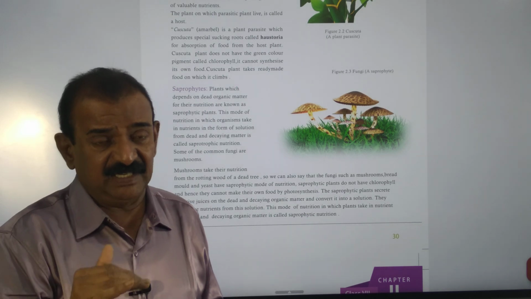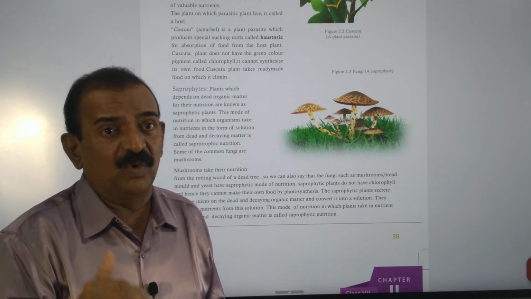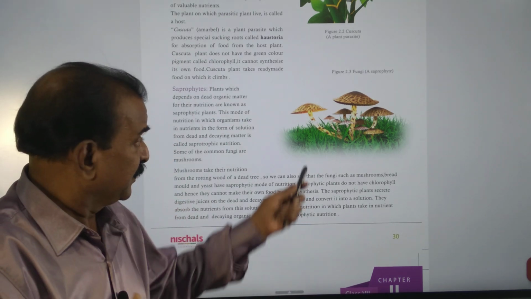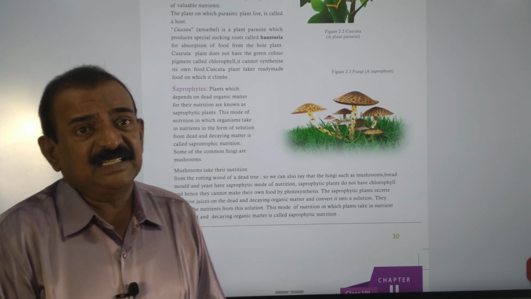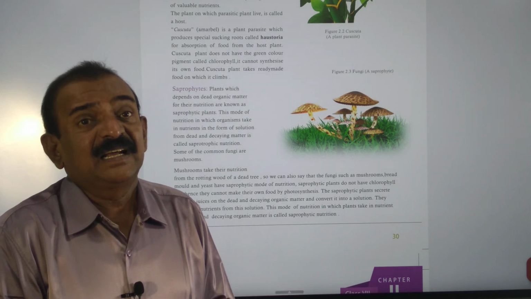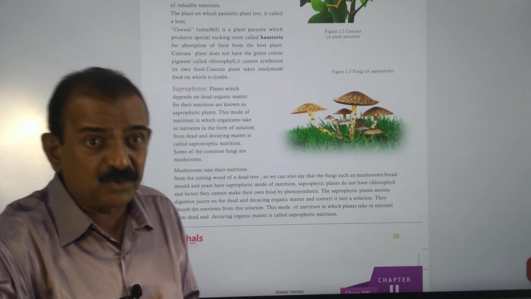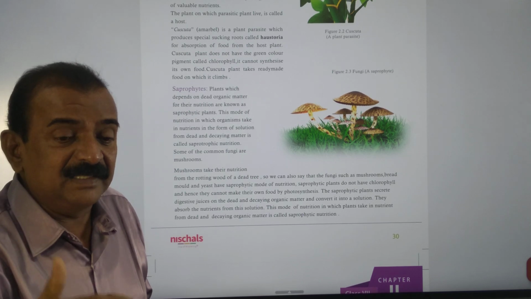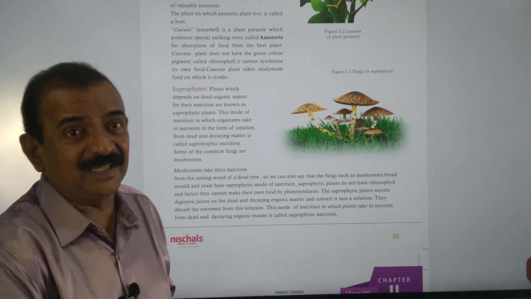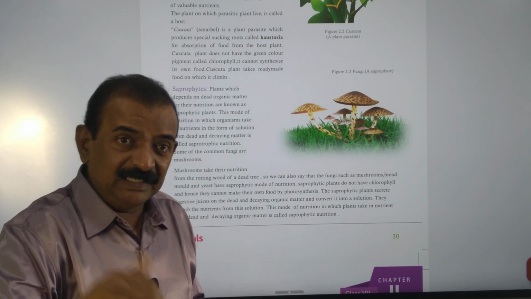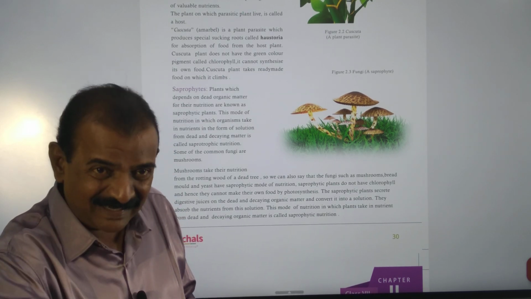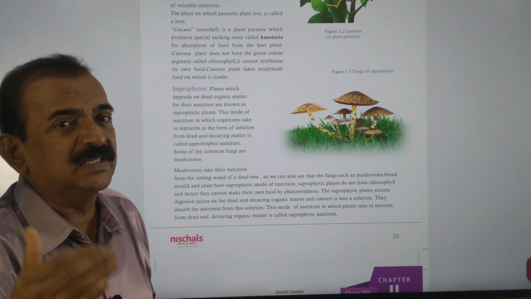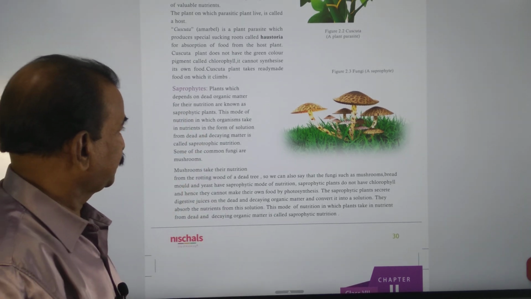Fungi and yeast cells grow on dead organic matter, and mushrooms secrete some digestive fluids outside the body, and these digestive fluids digest the food outside their body surface. After the food is digested outside, it is absorbed again through the body surface, and that type of nutrition is called saprophytic nutrition.